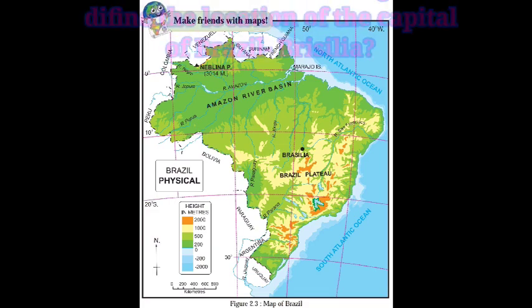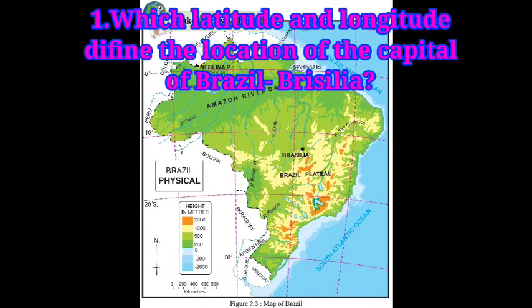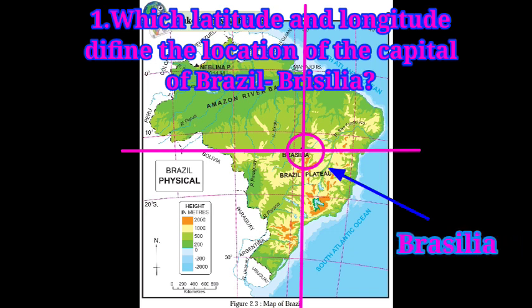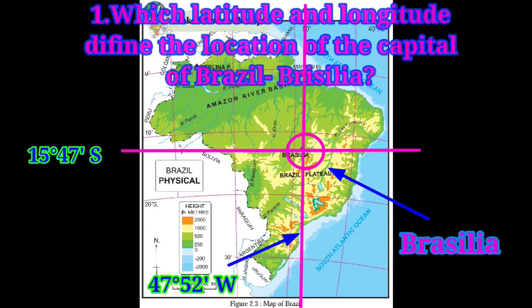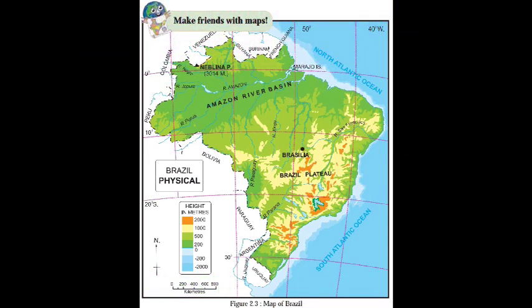Question number 1. Which latitude and longitude define the location of the capital of Brazil, Brasilia? So you can see in the figure the capital of Brazil, Brasilia, and the location of Brasilia is 15 degree 47 minute south latitude and 47 degree 52 minute west longitude. So this is the location of the capital of Brazil, Brasilia.